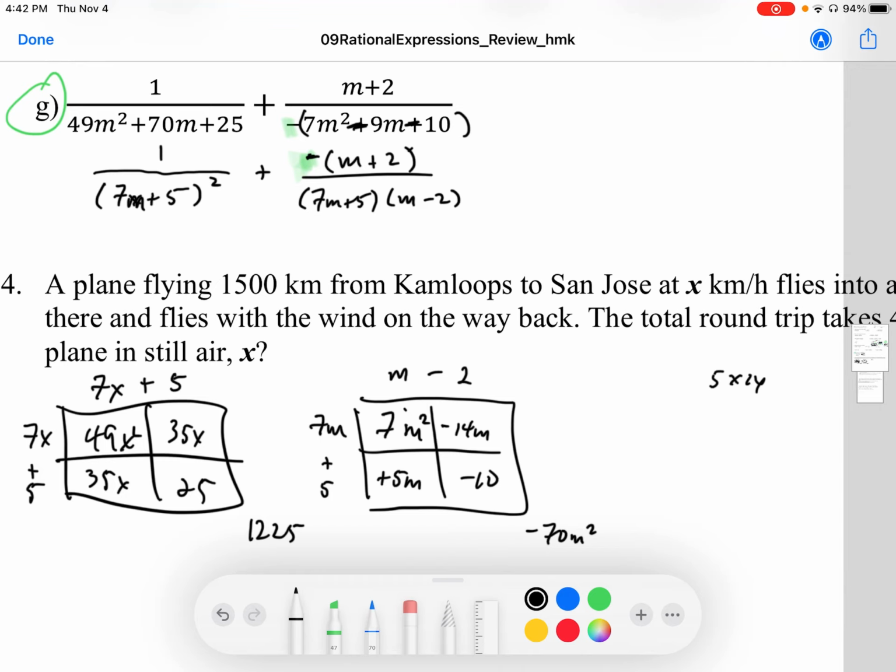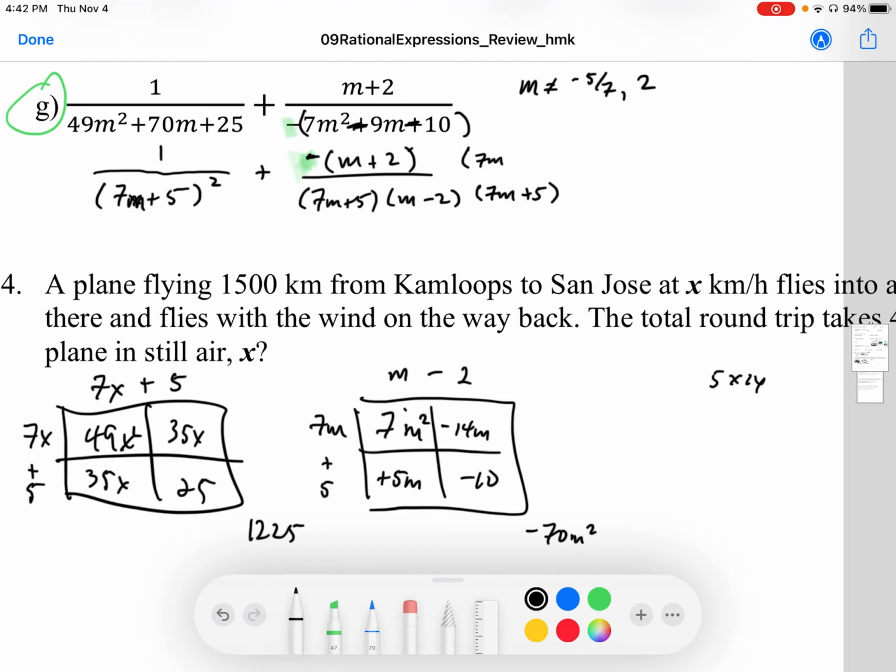So now I can see what I have. I'm going to state my restrictions. My restrictions are for m not equal to negative 5 over 7, and positive 2. Once I have my restrictions, I can multiply by the factors that are missing. So I need an extra 7m plus 5 here.